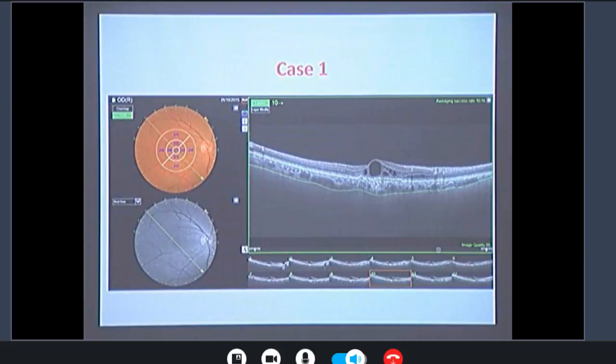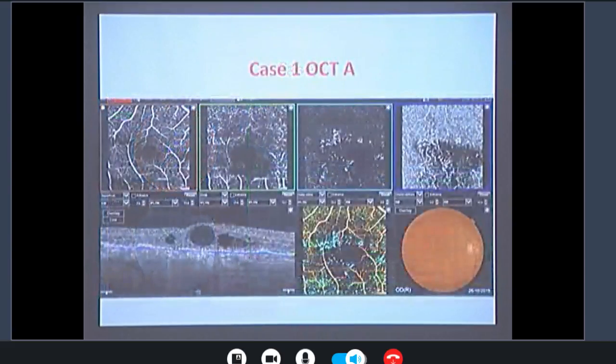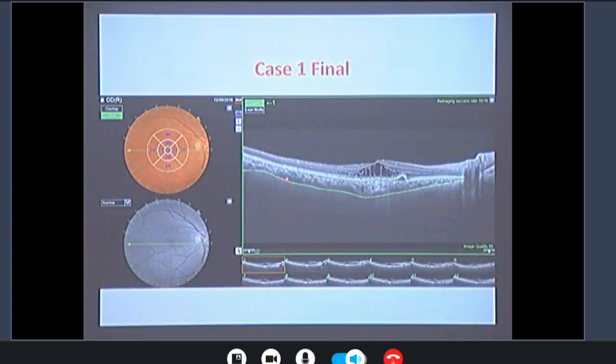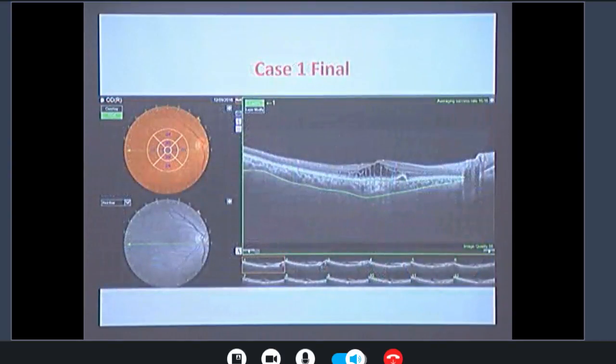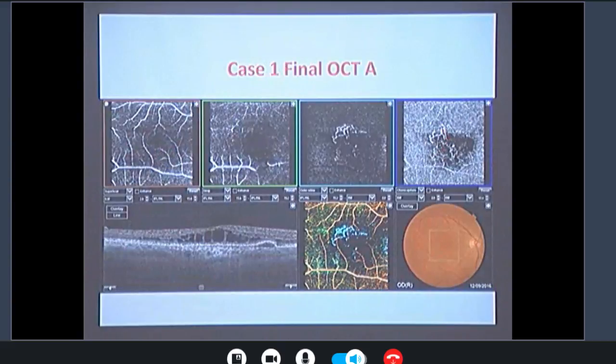Let me show you two cases. This lady with pachychoroidal neovasculopathy, you see clearly the choroid, these big vessels, pachyvessels, as they call them, and the choroidal thickness here. And look at this OCT angiography, okay? Look at the network of vessels right here. After 1 year of treatment, we find more or less the same choroid, as I told you, it doesn't change so much. But look how the neovascular capillary network is reduced on the OCT angiography.